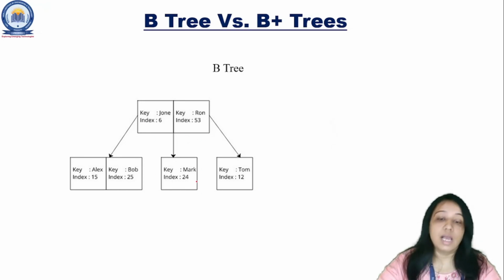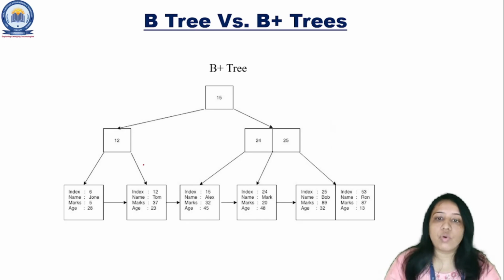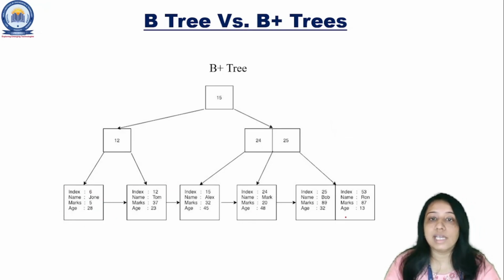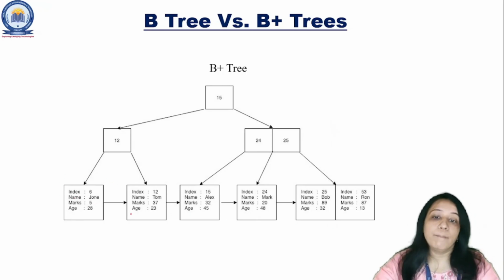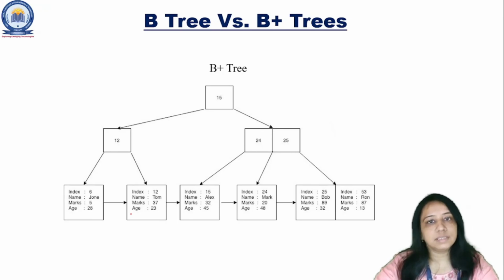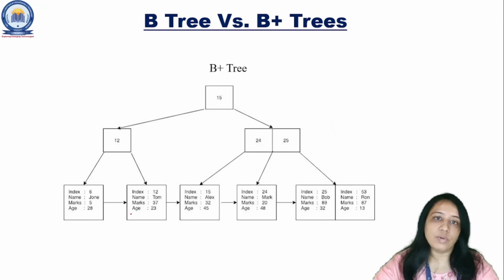be created. While in B+tree what happened? Just the data. Index 6, name is John, the marks are 5 and the age is 28. The whole data is going to be stored at a leaf node, and also they are going to be linked. So you can see that this is the difference between B tree and B+tree. So this is about the data structure. This is normally used for what? The indices, which is a multi-level indices.